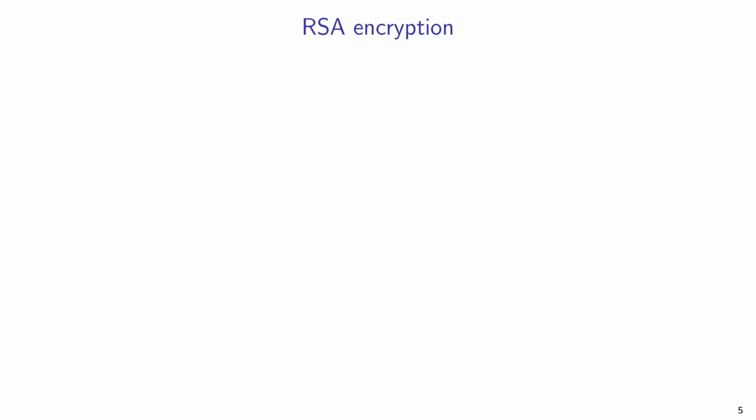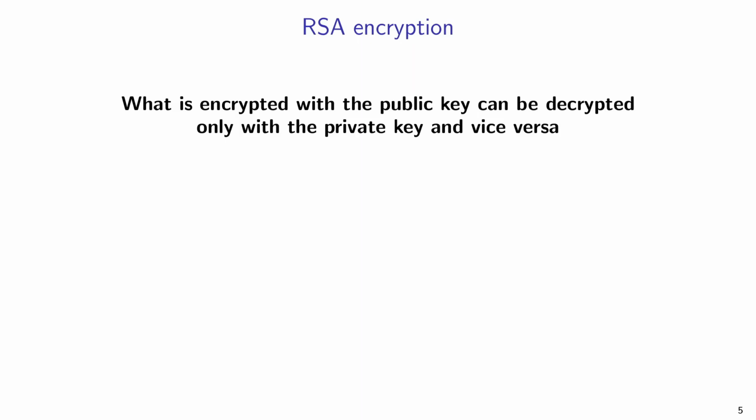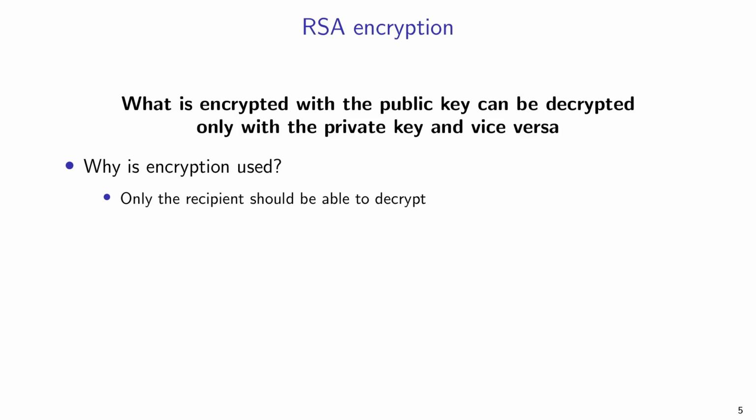So the idea behind RSA encryption and the RSA algorithm in general can be explained in very simple terms. What is encrypted with the public key can be decrypted only with the private key, and vice versa. What is encrypted with the private key can be decrypted only with the public key. So why is encryption used? The security objective here is that only the recipient should be able to decrypt, right?